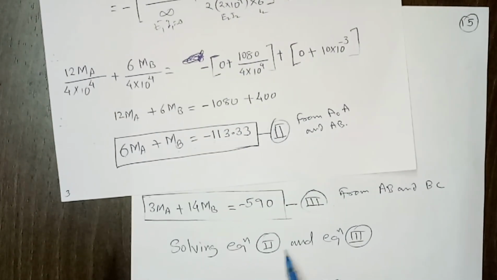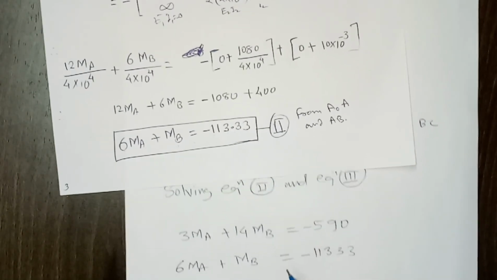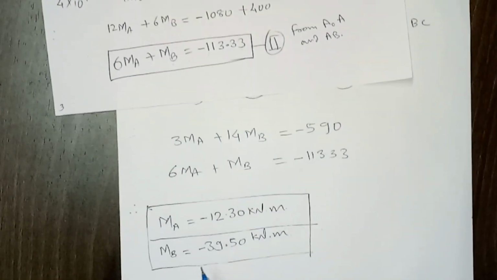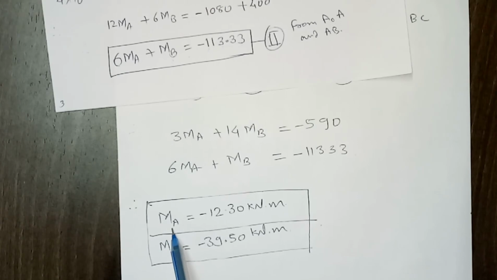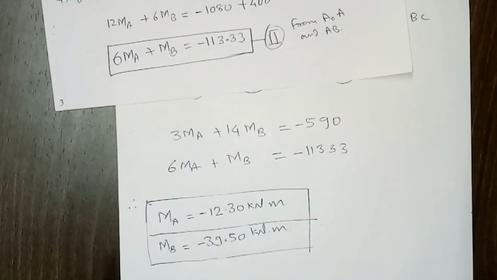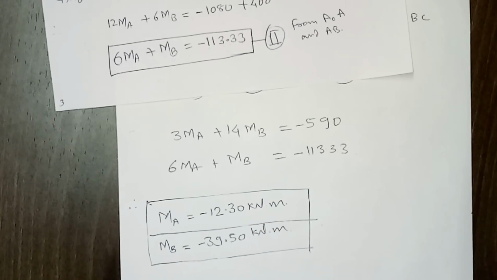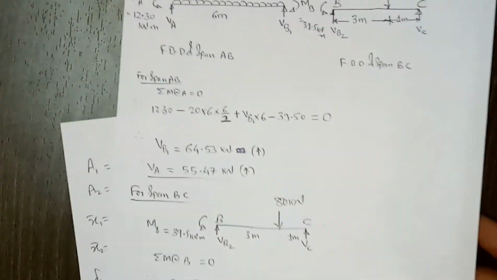So we can easily solve these two simultaneous equations. If you solve those two simultaneous equations, then you can easily calculate MA, which is minus 12.30 kilonewton meter, and MB comes out to minus 39.50 kilonewton meter. So once we calculate that, we have to calculate the final reactions.